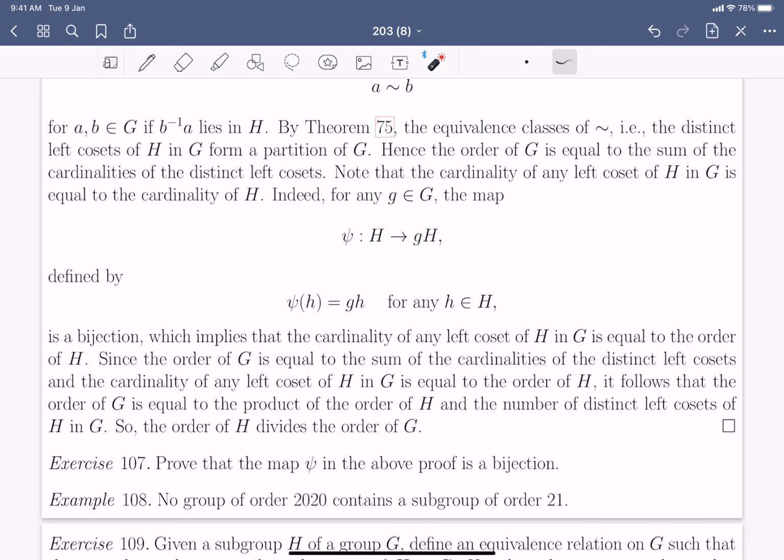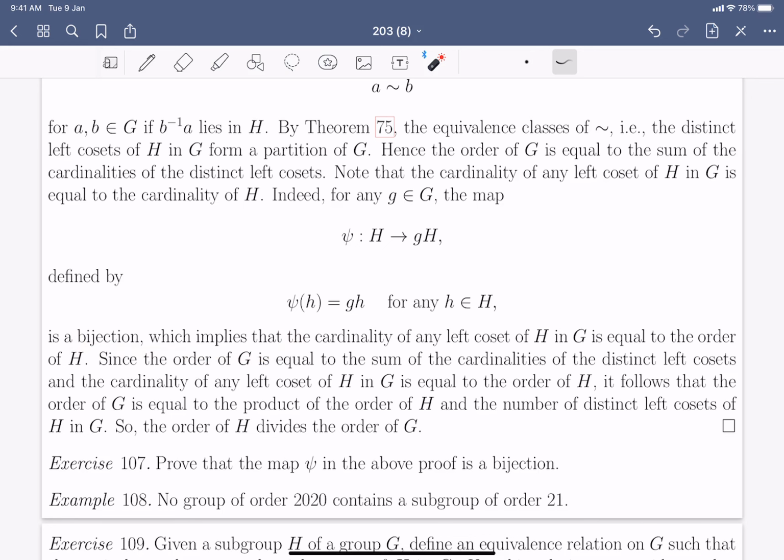This can be done by establishing a bijection from H to gH, and that is straightforward. You pick an element h from H and send it to little g times h. One can show that this is injective and surjective, and then you will be done. So you claim that this is a bijection. Why? One can show that this is injective, and then one can show that this is surjective. Again, this is an exercise that I leave to you.